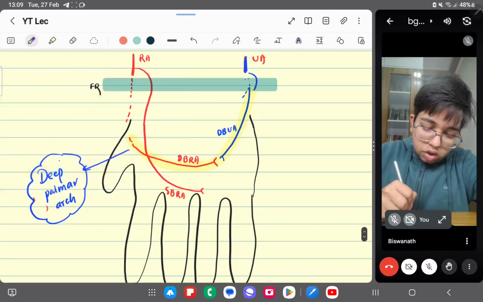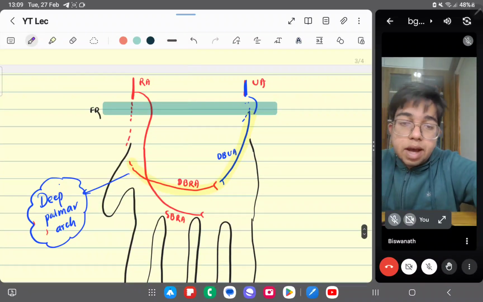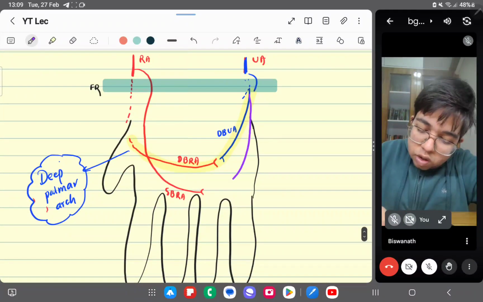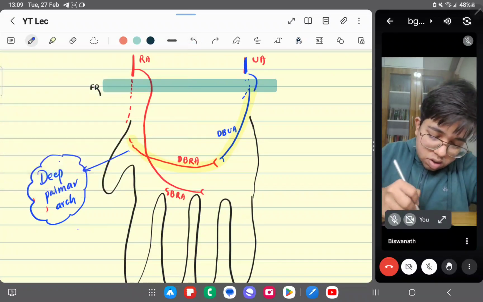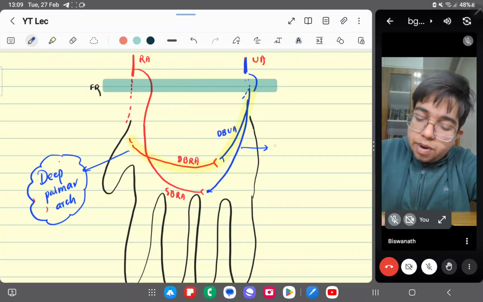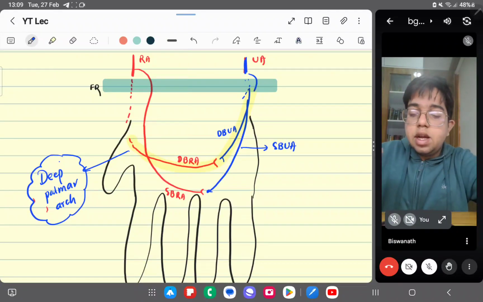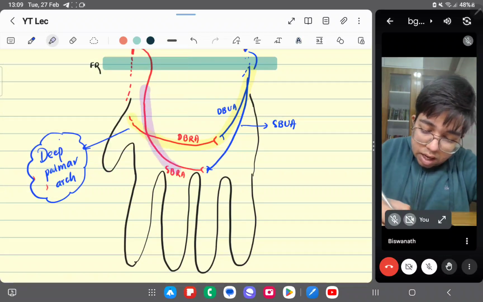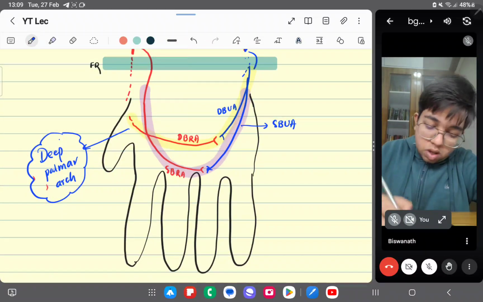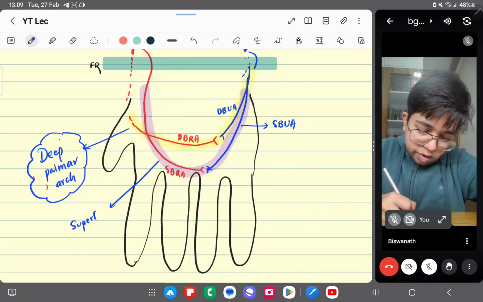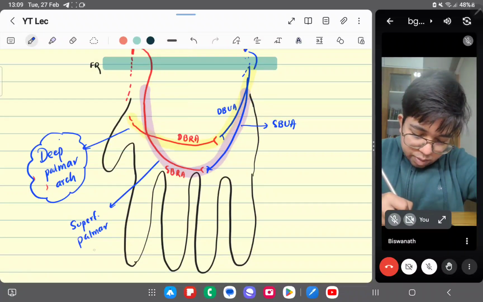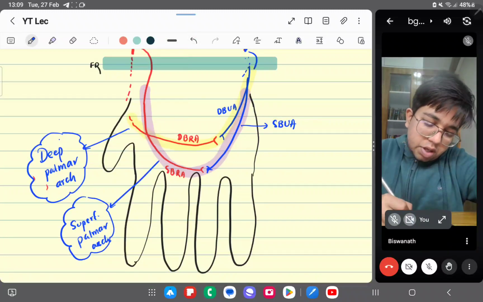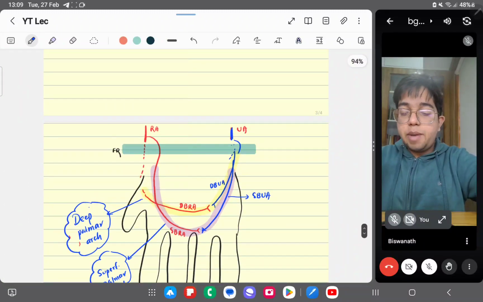And the ulnar artery will have a superficial branch as well. So superficial branch, let me take the same color. This is the superficial branch of the ulnar artery. This will come and fuse with the superficial branch of the radial artery also, and both will be forming the superficial palmar arch. Superficial palmar arch. So now you understand how the palmar arches are formed.